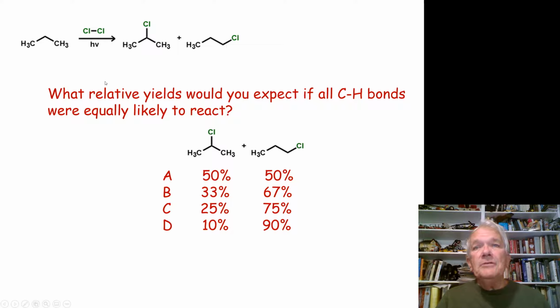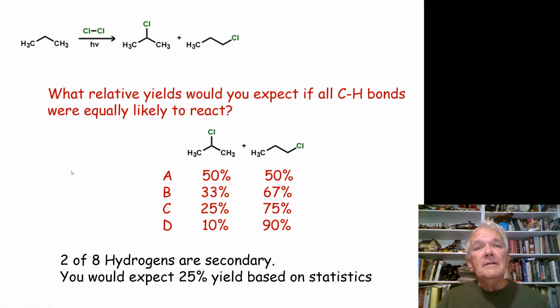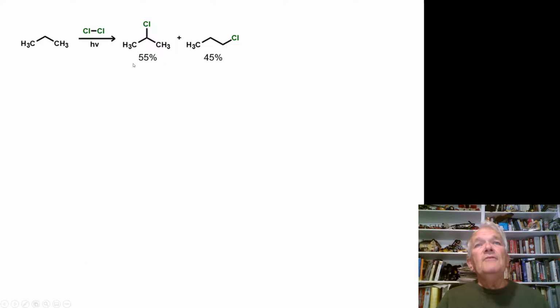Well, how many hydrogens are there? Well, there are 8. There's 6 in the methyls, 2 in the middle, 8 total. If we do it purely statistically, the 2 in the middle would be 2 out of 8, or 25%. So the answer here would be C. Purely statistical, we'd expect a 25% yield of the 2-substituted propane and a 75% yield of the 1-substituted propane. What do we actually get? We get 55-45. In fact, what we see is the 2-substituted is not 25%. In fact, it's the majority. It's 55%.